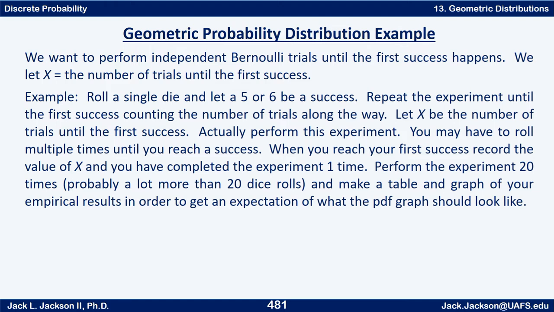So what I'd like you to do is actually perform this experiment. Roll till you get a success, record what your x is. Then do that entire experiment 20 times. So you'll end up with 20 successes, but more than likely a lot more than 20 dice rolls. Make a table and graph of your empirical results in order to get an expectation of what the PDF graph should look like. Of course, it may not be the same as what you get with only 20 times, but it should be kind of similar. Okay? Go ahead and do that and come back.